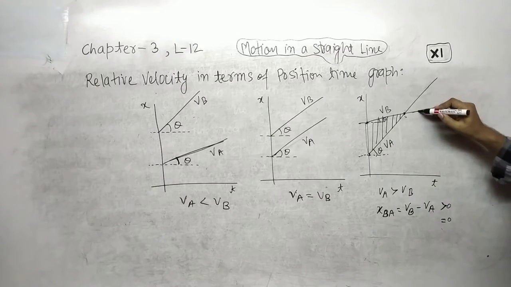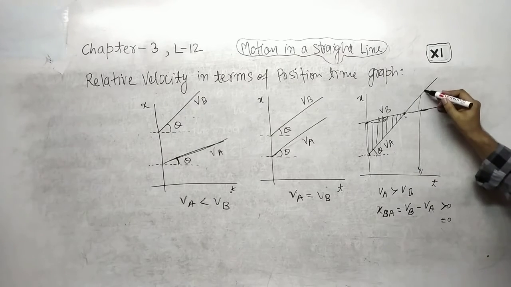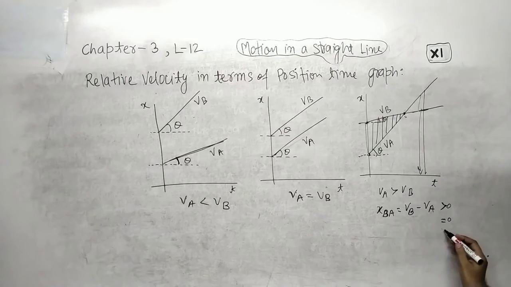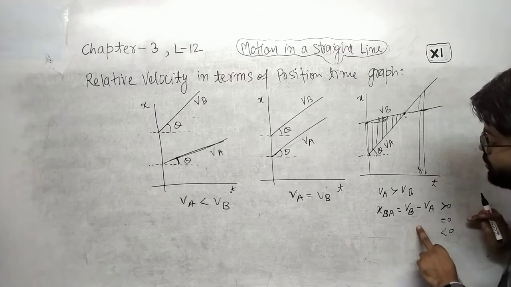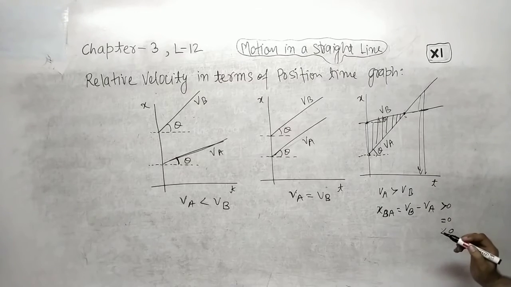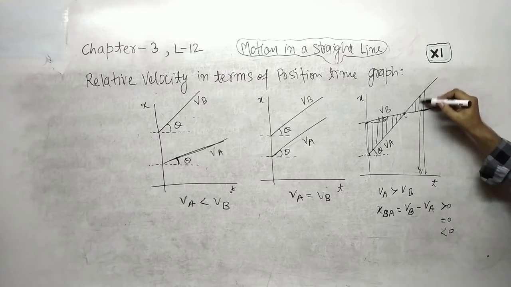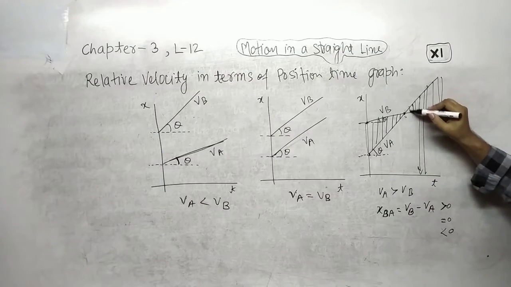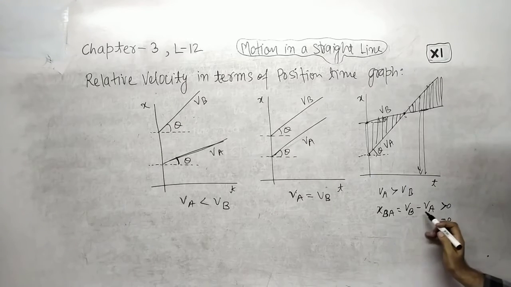But here you will see that the position of B is less as compared to the position of A. Here the relative position of B with respect to A is negative. Hope you are understanding. This area has negative relative position of B with respect to A.